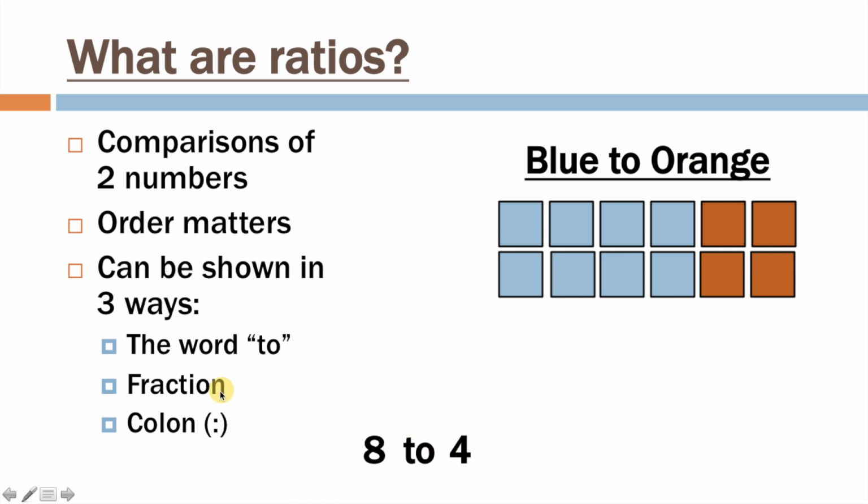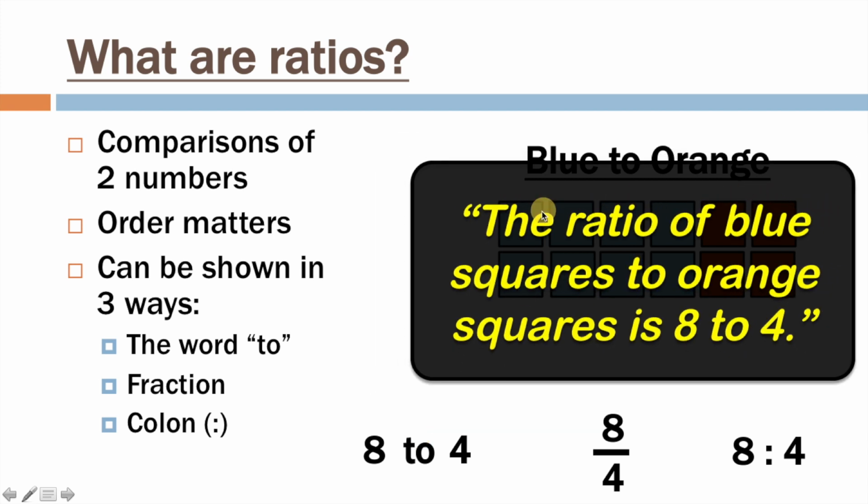We can write that as a fraction, putting the first number on top and the second number on the bottom, giving us 8 over 4. And finally, we can write it with a colon, where instead of writing 8 to 4, we'll just put a colon there instead. And it'll look like this, 8 colon 4. Again, even though it's written 3 different ways, you always read it the same way, which is using the word "to." So this will be read as the ratio of blue squares to orange squares is 8 to 4.